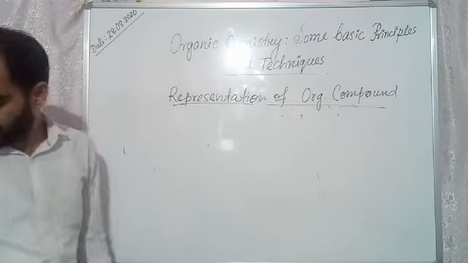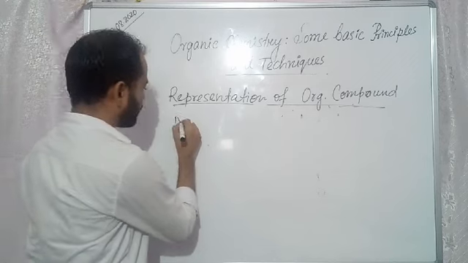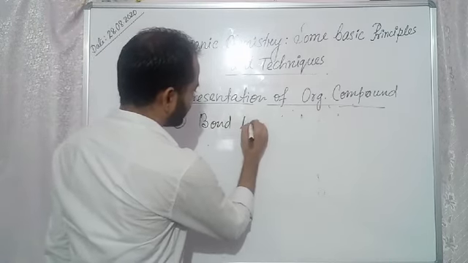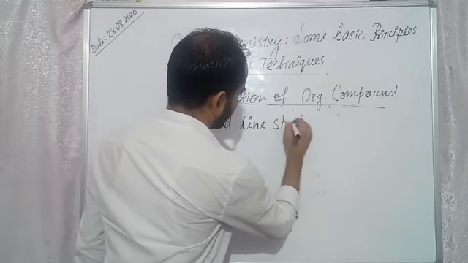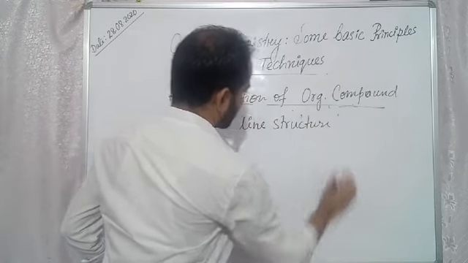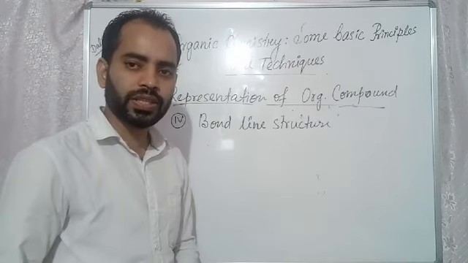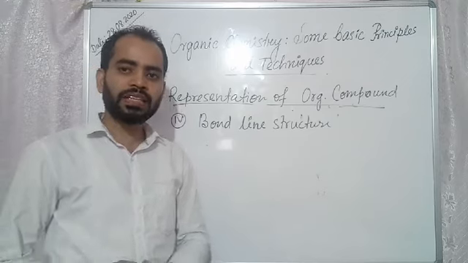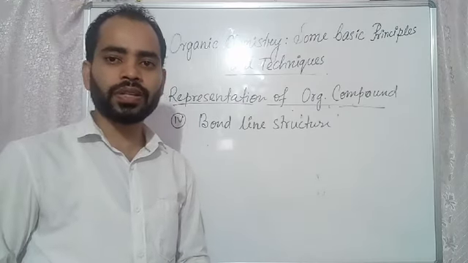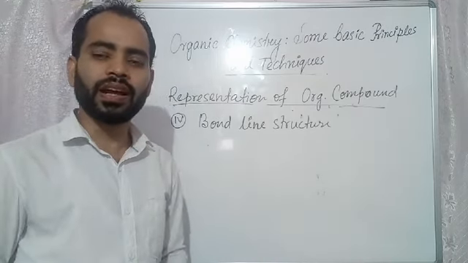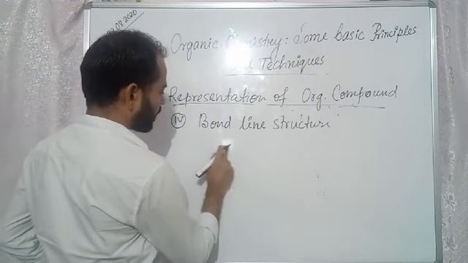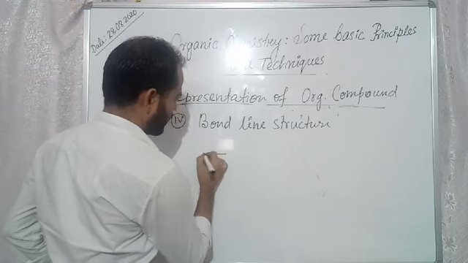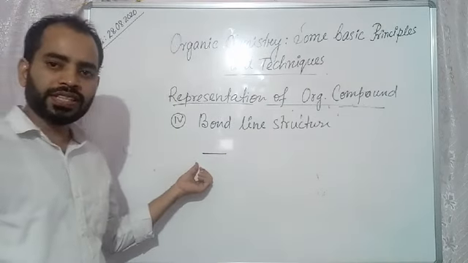And the last type of representation, that is the fourth one, is called bond line structure. Sometimes we may call it skeletal structure also. So this is called bond line structure. That means here we do not write the carbon and hydrogen, only we represent it by a line. How? You see, suppose this is a line.